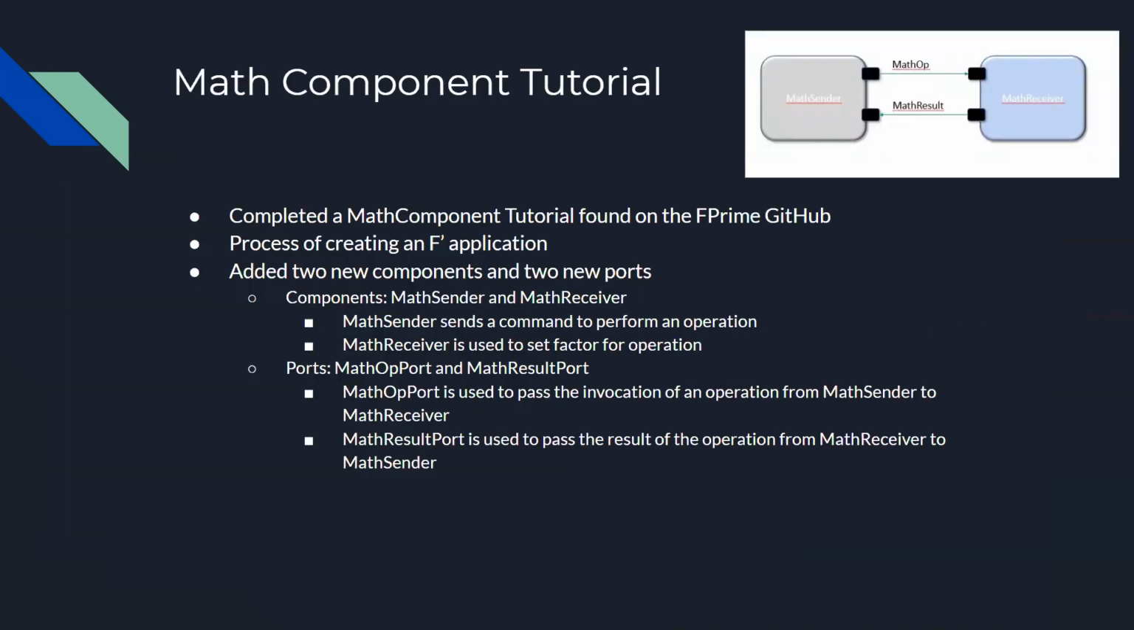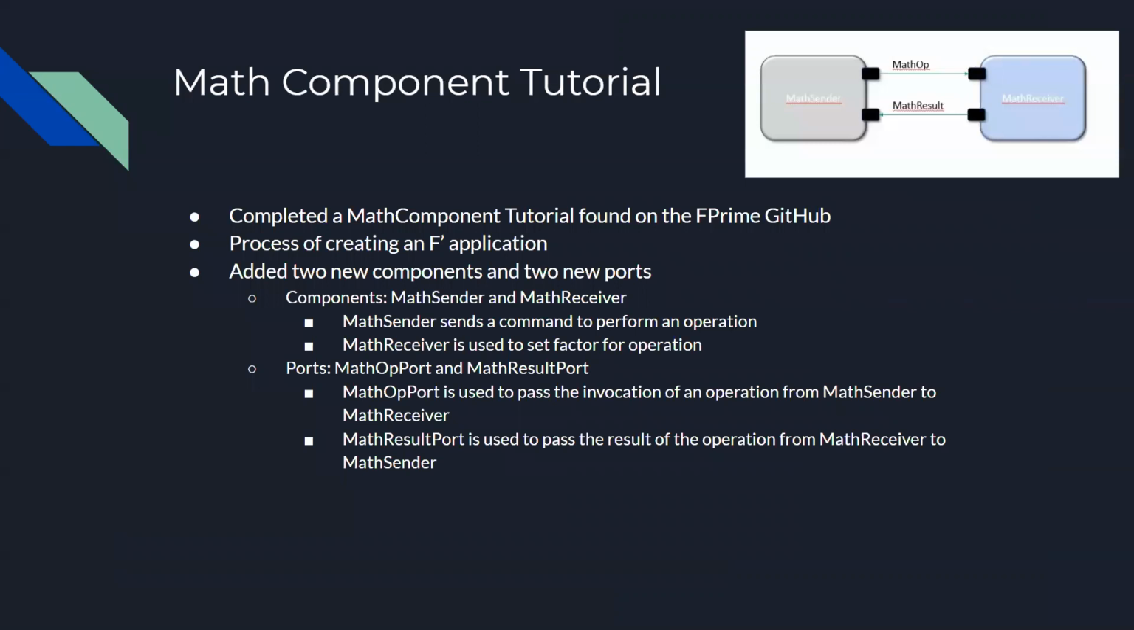So after we installed F-prime, the first thing that we ran through was the math component tutorial, which is found on GitHub. And this basically runs us through the process of creating our own F-prime application or component. So by doing this, we were able to add 2 new components and 2 new ports. The components we added were math sender and math receiver.